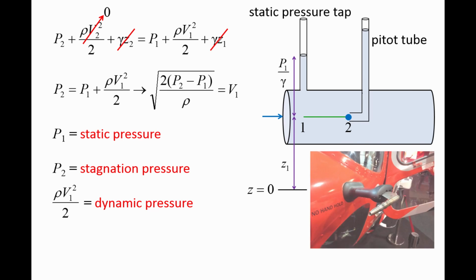A pitot-static tube is an L-shaped device that can measure this pressure difference and is often found on the side of aircraft, such as the helicopters shown here. The difference in pressure is then used to determine the aircraft's speed.